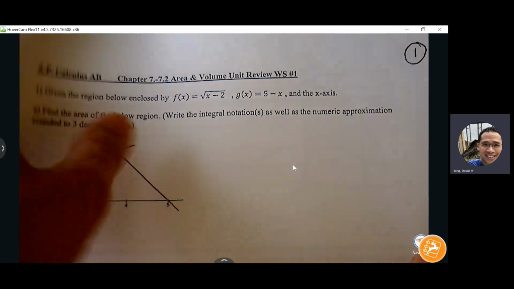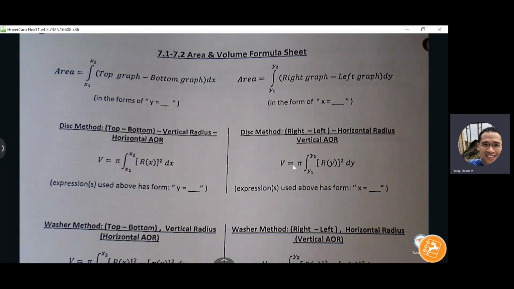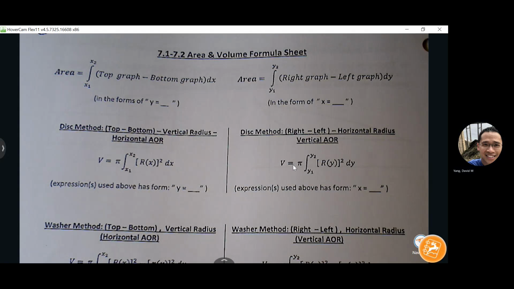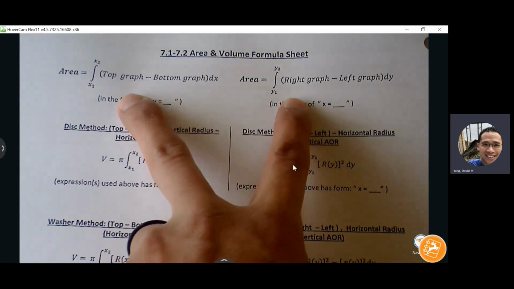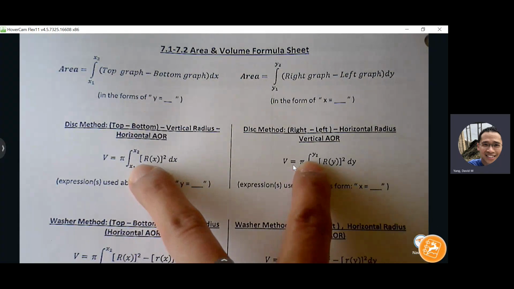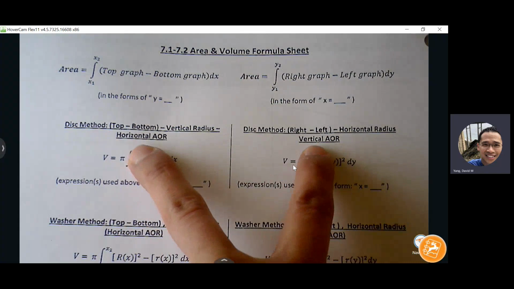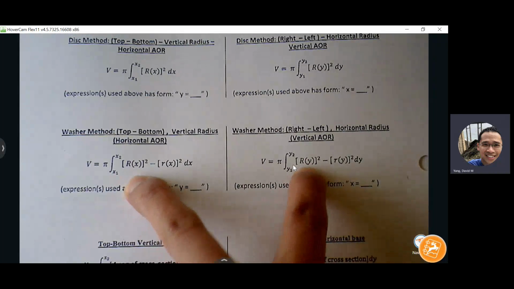Okay, but let me point out the back of the page here. These are the formulas that you're responsible for on the test. Right now, I just wanted to give you easy access so that you know where to look if you're having to kind of remind yourself what the rules are. So we have 2 area formulas, basically the same thing. We have top minus bottom and right minus left. We have 2 disk formulas, one for top minus bottom, one for right minus left. You have 2 washer method formulas, one for top minus bottom, one for right minus left.